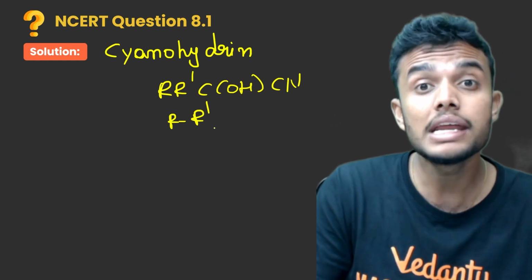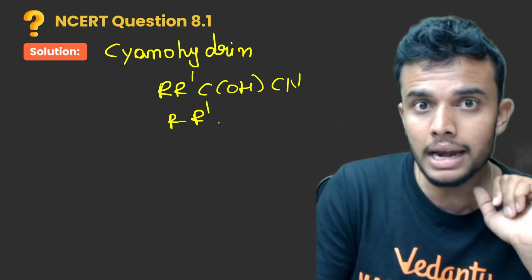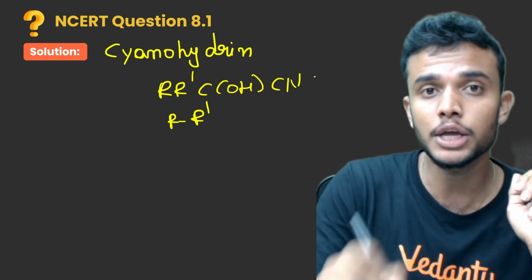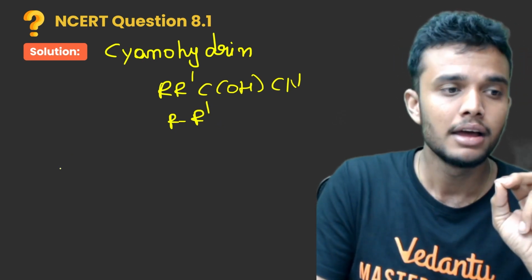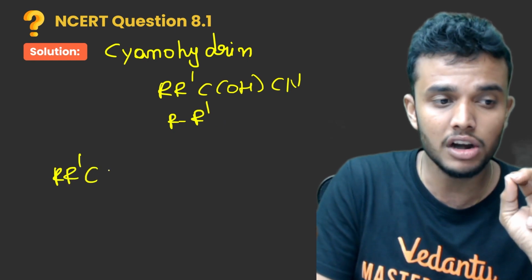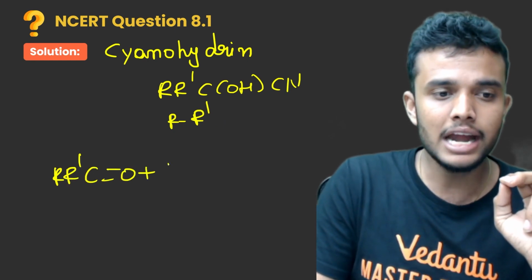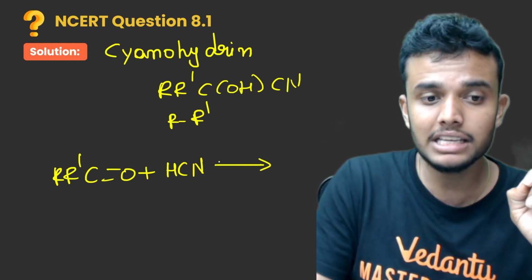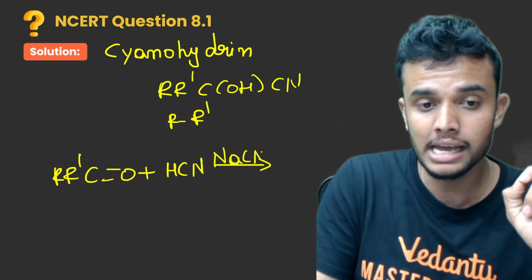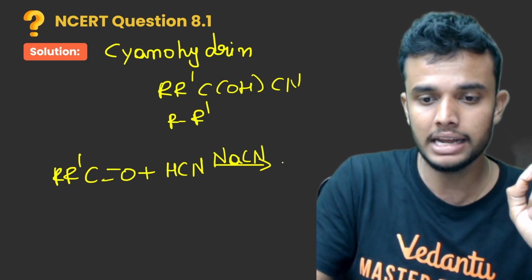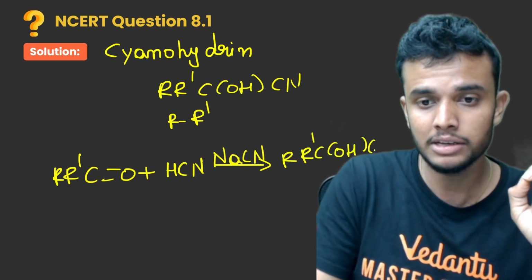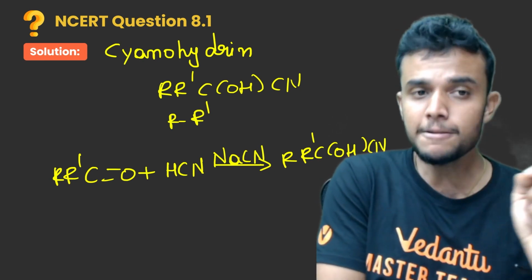Now the sub-question: we need to give one reaction example for each. How is cyanohydrin prepared? Cyanohydrin is formed when aldehydes or ketones are reacted with hydrogen cyanide in the presence of excess NaCN, sodium cyanide, to yield cyanohydrin. The general formula of cyanohydrin is RR'C(OH)CN. Okay students, let's move on to the second one.